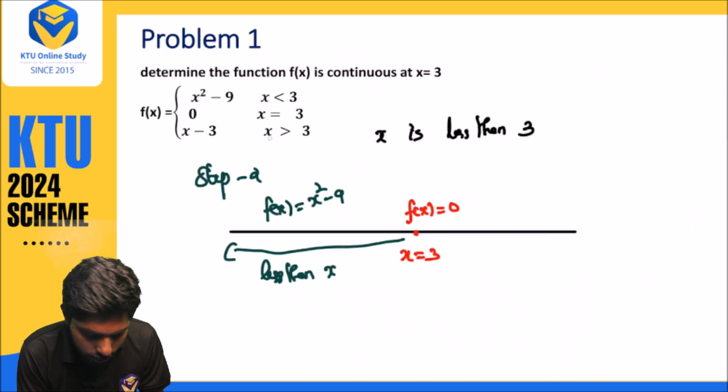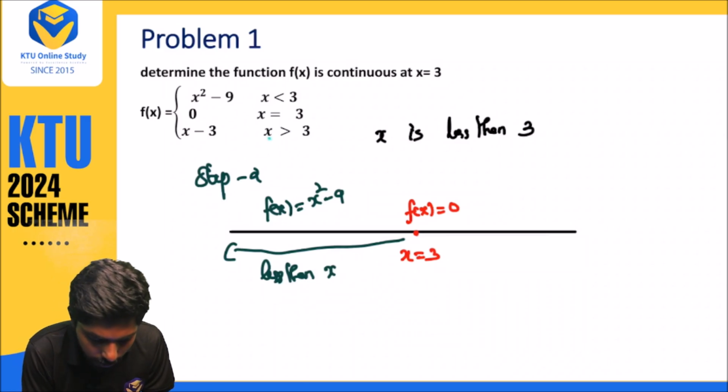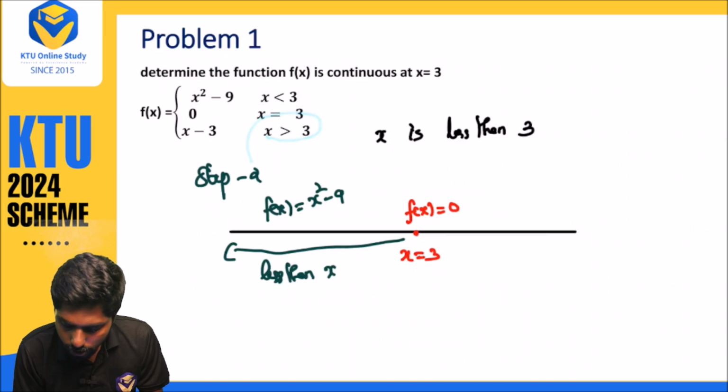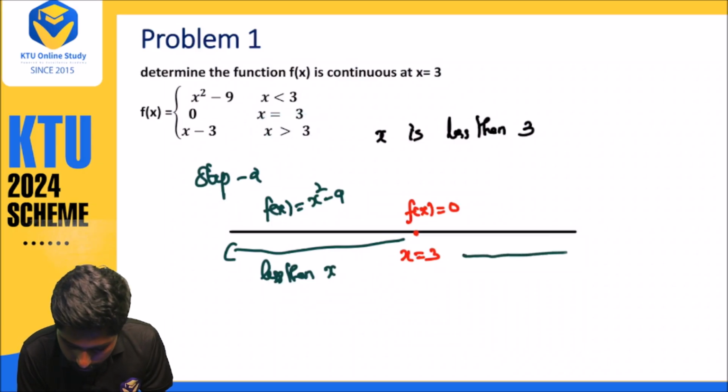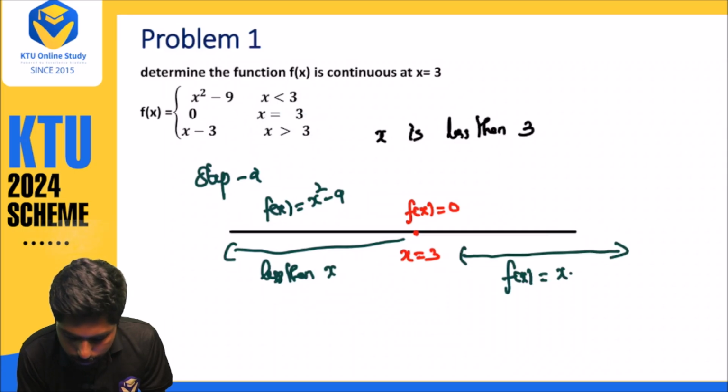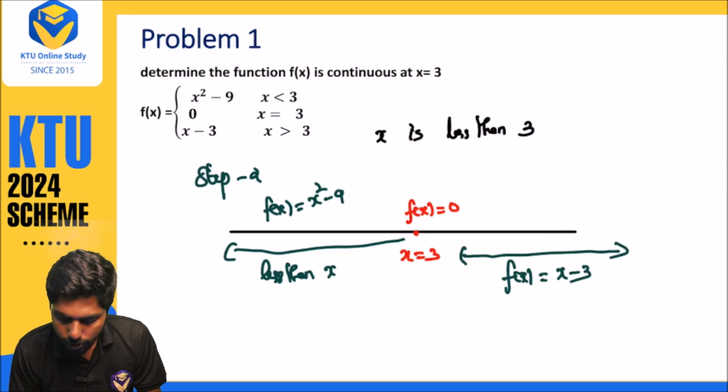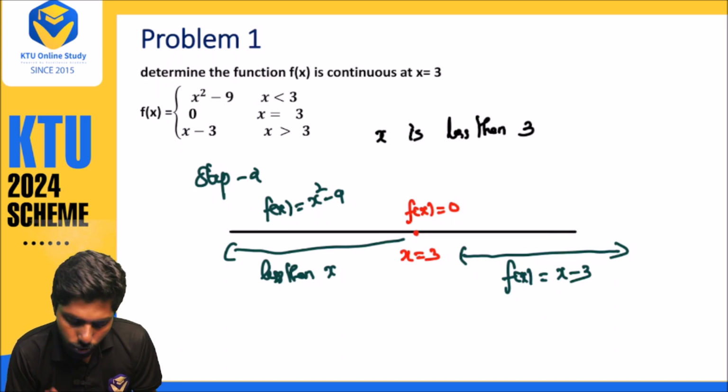So what is the condition they have given here? X is greater than 3. So in x greater than 3, what is our f of x? Our f of x is x minus 3. So these are the limits. You have now drawn the diagram. So the second step is drawing the diagram.